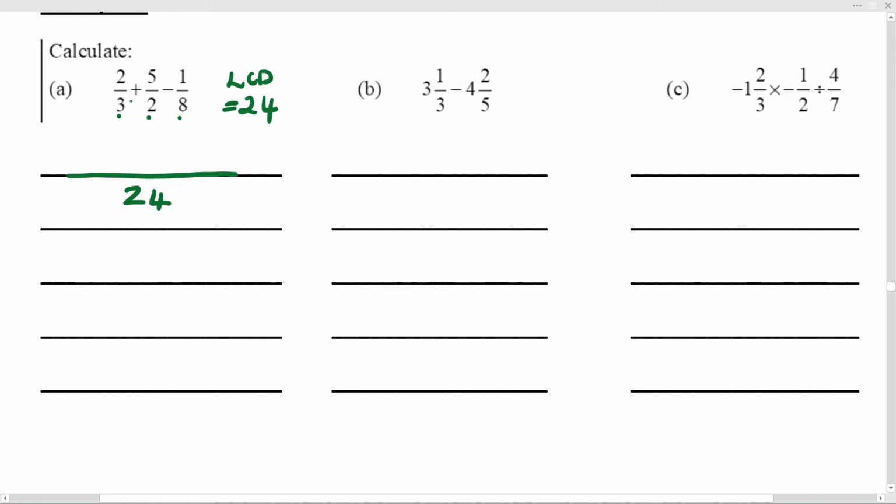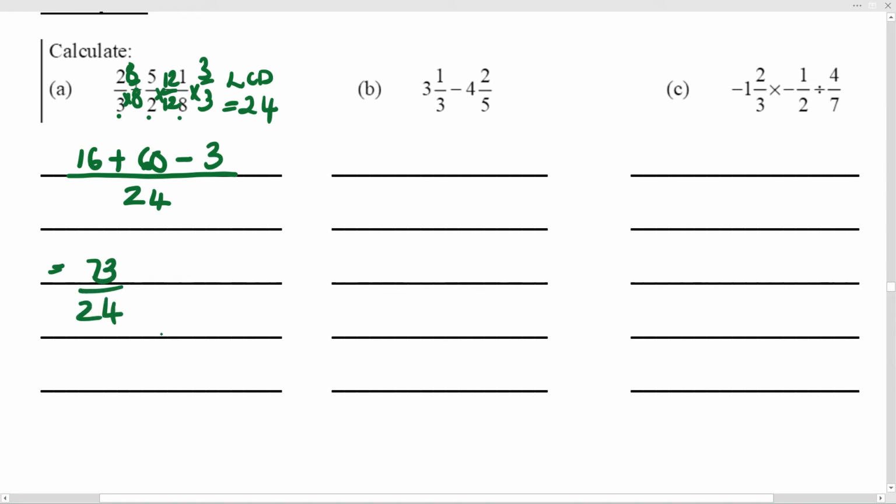Okay, so a reminder here, I have to times 3 by 8, so that means I need to multiply 2 by 8. Okay, so 2 times 8 is 16. Then I'm going to add, what about 5 over 2? 2 must multiply by 12, so I multiply by 12 over 12, and 5 times 12 is 60. Note that I'm copying and pasting the signs, okay, even though I'm now obscuring them with my writing. 8 I have to multiply by 3, so 1 gets multiplied by 3 as well. Okay, so 16 plus 60 minus 3 gives me 73 over 24.